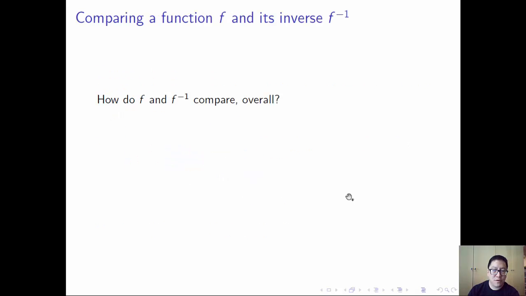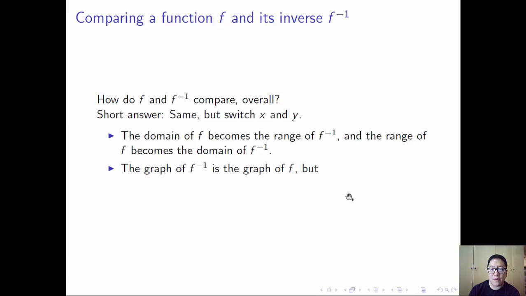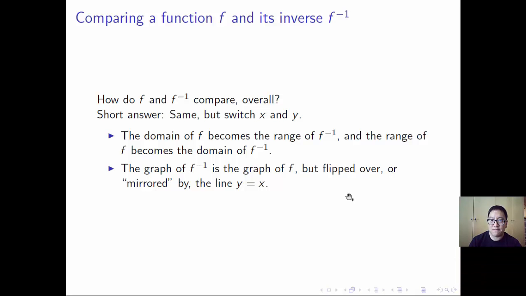All right. So let's turn our attentions to more global matters. How do f and f inverse compare overall? How do they sort of look in the big picture? Well, the short answer is that they look exactly the same, except everything that happens with f, you switch x and y and get something that happens with f inverse. So for example, the domain of f becomes the range of f inverse, and the range of f becomes the domain of f inverse. The graph of f inverse is actually the graph of f, but you flip it over or mirror it by the line y equals x.